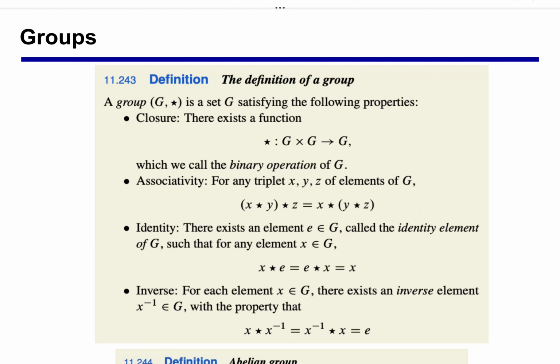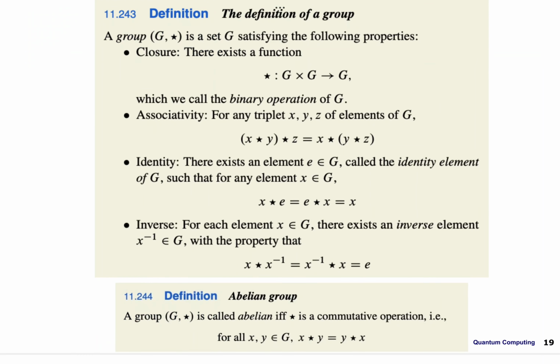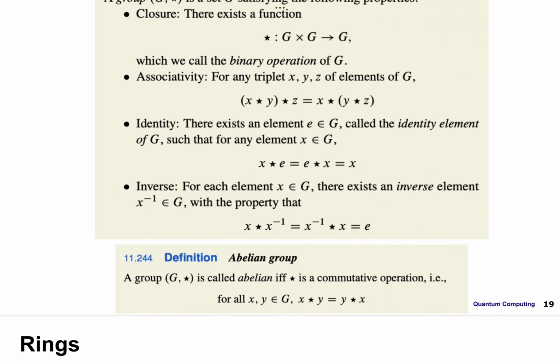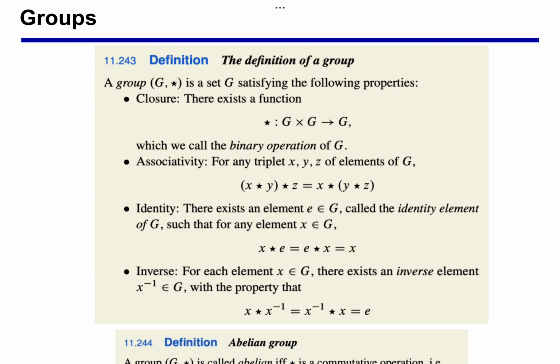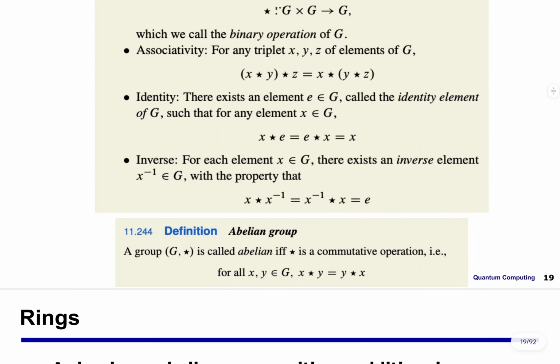Associative. A group is a set with the following properties. That is, the group means that I have these four: closure, associative, identity, and inverse. Abelian group means that a group is called abelian if and only if it is commutative.